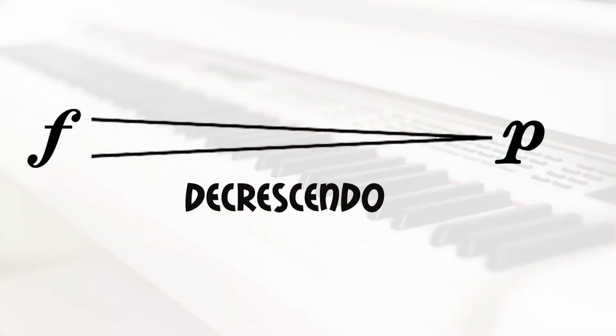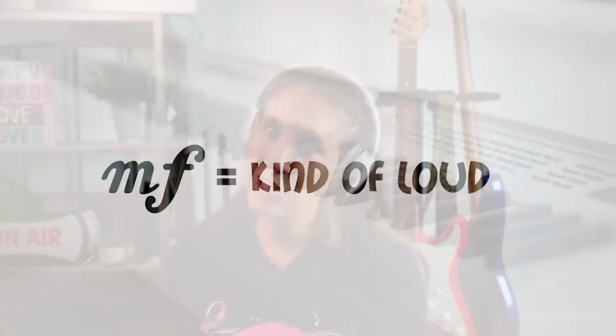Great. How about this one? Let's listen again. This one is forte, decrescendoing into a piano. Great. How about this? Let's listen again. All right, that one kind of sounds like it's mid-range. So I would say that one's most likely mezzo forte.